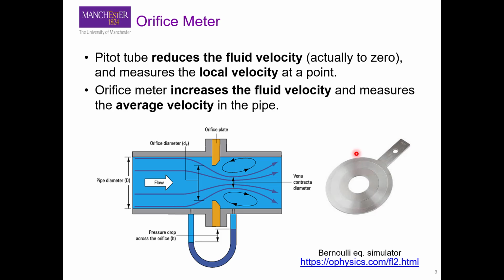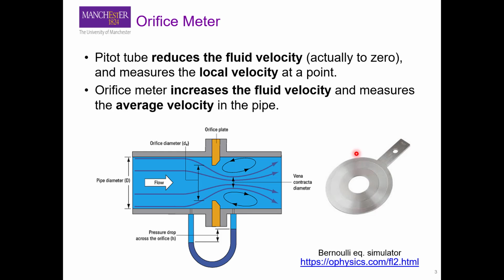Another contrast between pitot tube and Venturi and orifice meter is that the pitot tube measures the point velocity inside the channel, while these other two meters, orifice meter and Venturi meter, both measure the average flow velocity across the whole cross-sectional area of the pipe.